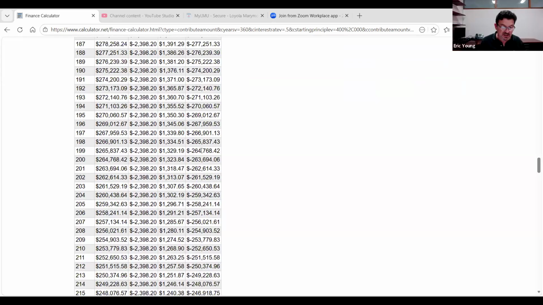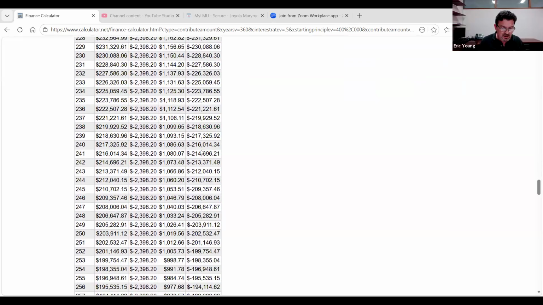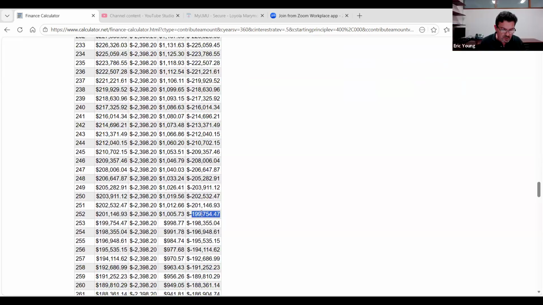Well, it's way more than 15 years. $200,000. Look, we barely get there right here at month 252. It takes us 252 months to get the loan balance down to 200,000. That's 21 years. 252 months divided by 12, 21 years. So think about that. The interest burden is so high, especially at the beginning of the loan, that it takes you 21 years to cut your mortgage in half.